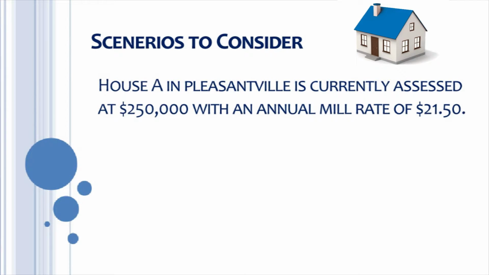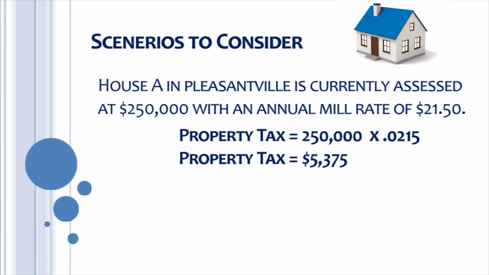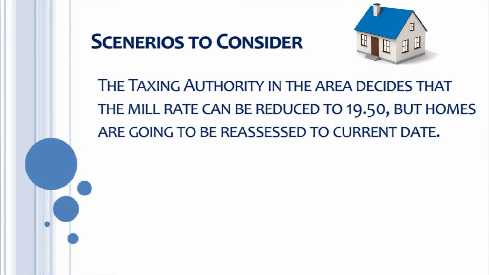Let's now quickly go over a couple scenarios on how your property taxes can be subject to change. Let's use an example house, let's call it House A, that resides in Pleasantville, being currently assessed for $250,000 and has an annual mill rate of $21.50. That combination multiplied together would give us an annual property tax of $5,375.